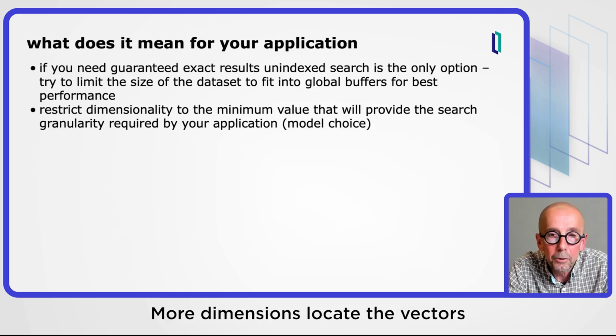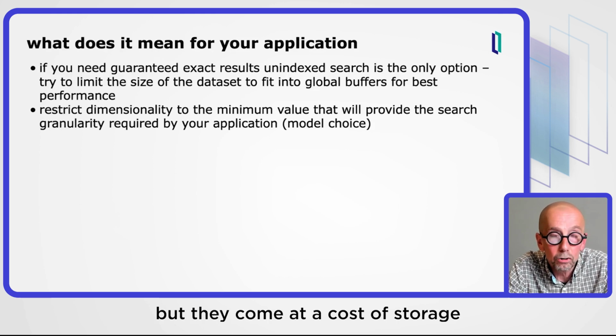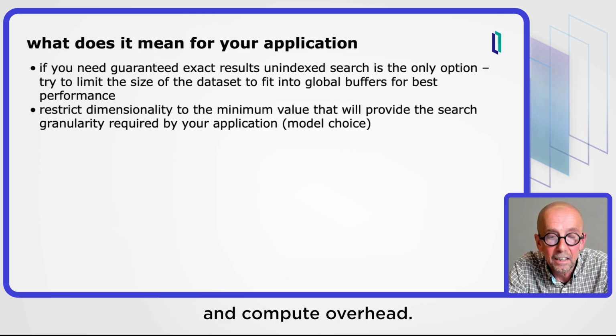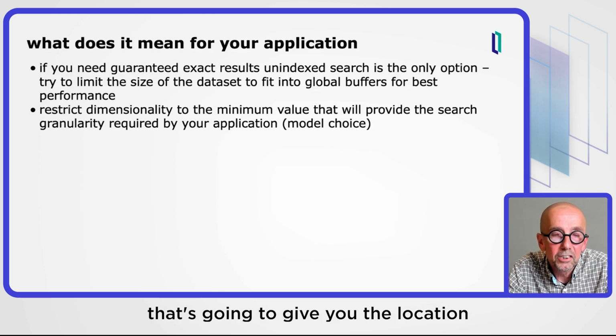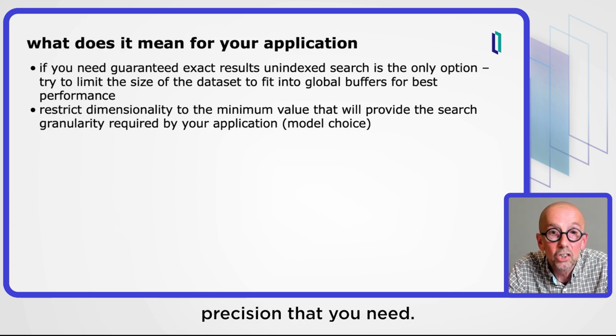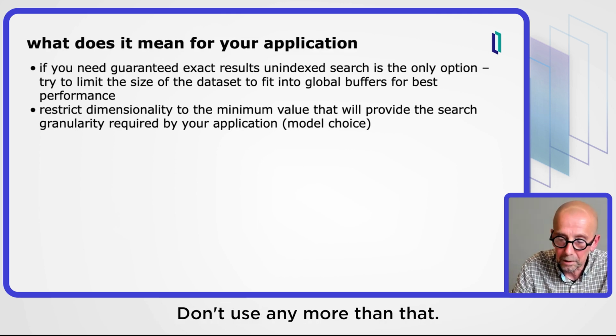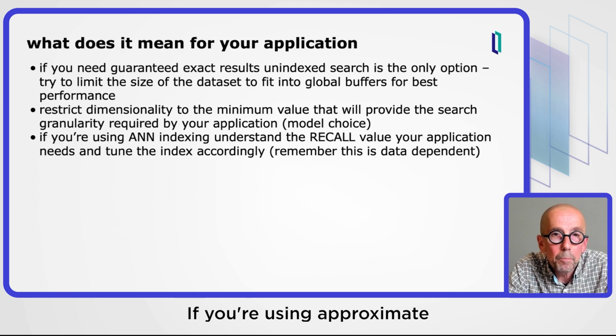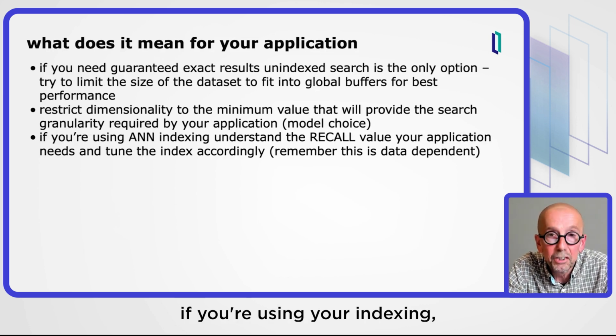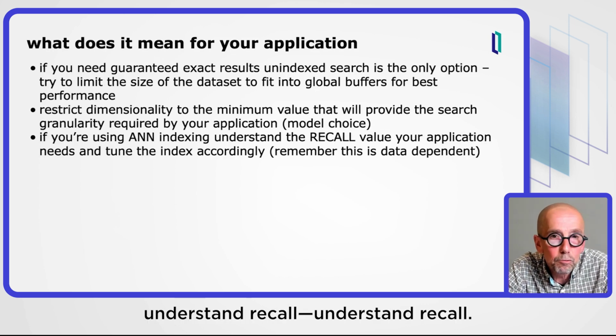Don't have more dimensions in your vector than you need. More dimensions locate your vectors more precisely in vector space, but they come at a cost of storage and compute overhead. So just choose the model that's going to give you the location precision that you need and don't use any more than that. If you're using approximate nearest neighbor searching, if you're using our indexing, understand recall.